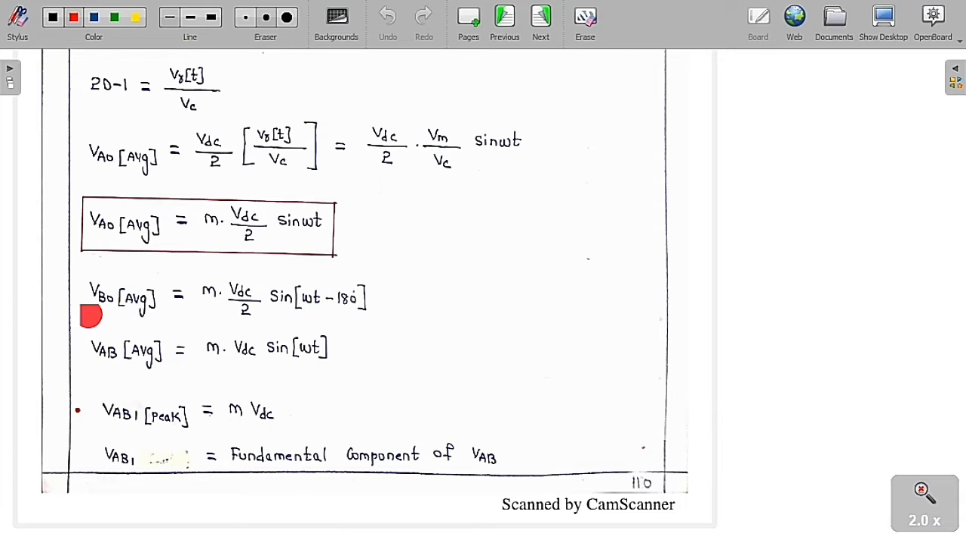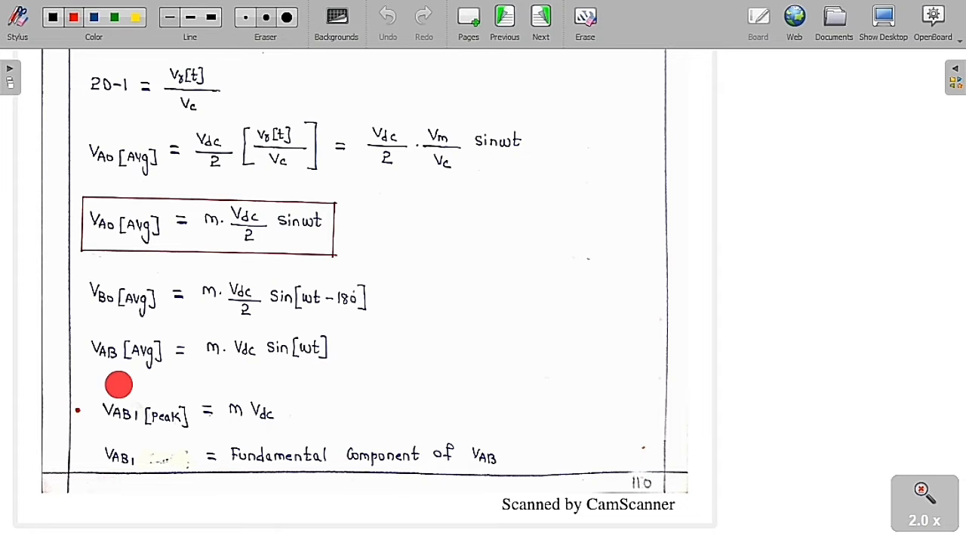If you want to find the average value of VB naught, simply M into VDC by 2 into sin of omega T minus 180, because there is a phase difference of 180 degrees. If we want the average value of VAB, the line voltage, it is the difference of these two, VA naught average minus VB naught average. So we are going to get M into VDC into sin omega T. The only thing you have to remember is that the peak value is M into VDC, into sin omega T. You need to always be careful about this.